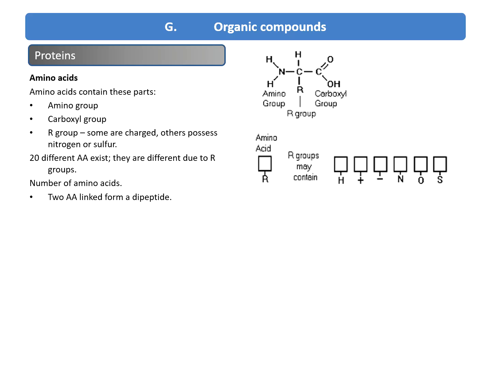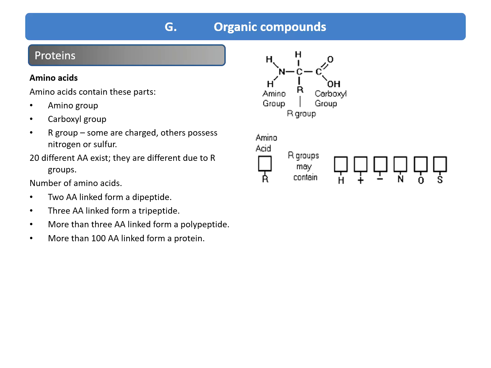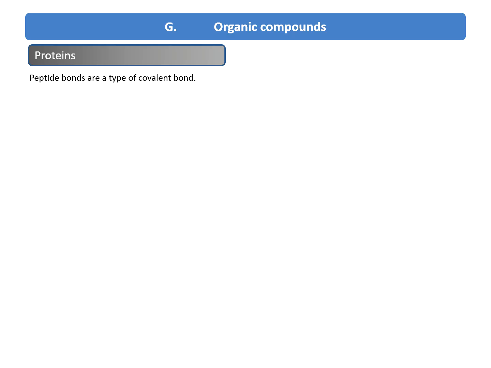If two amino acids are linked, it's called a dipeptide. If you link three together, it's a tripeptide. More than three would form a polypeptide. If you have more than 100, we generally refer to it as a protein. But there's really no difference between a large polypeptide and a small protein. Peptide bonds are a type of covalent bond.